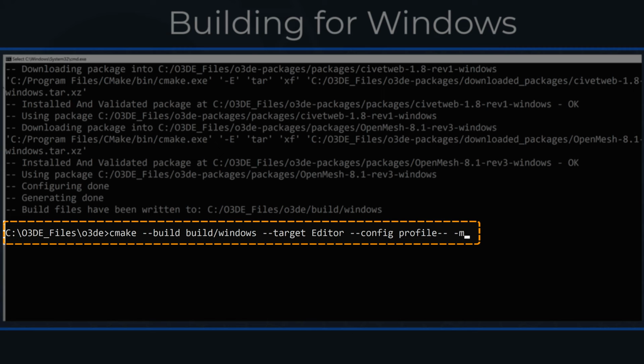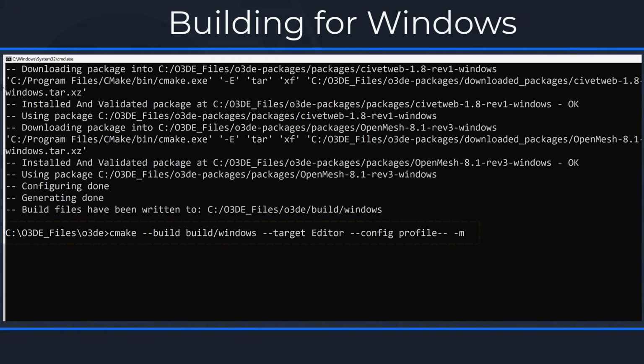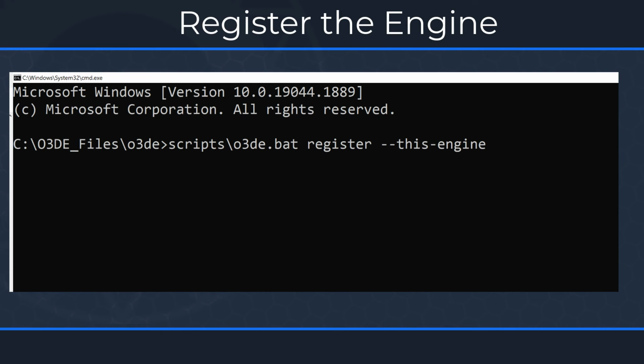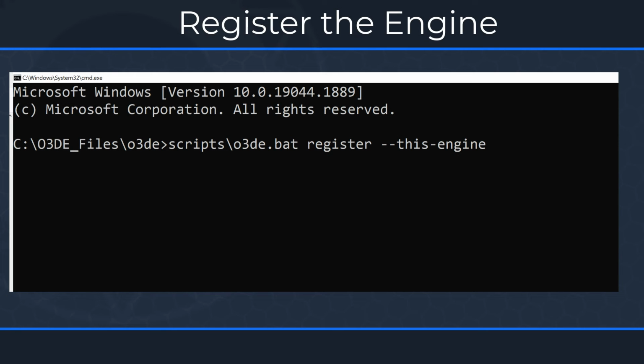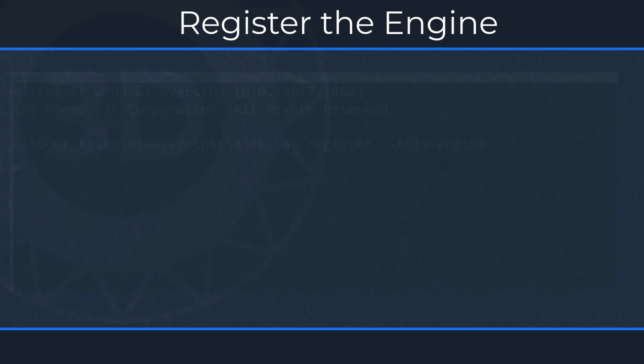Next, we'll use the following command to build our engine. Note, depending on the specifications of your hardware, this can take some time. Next, we need to register our engine. We register the engine with the following command. By doing this, we enable O3DE projects to find the engine, even when they exist in different locations on your computer. The registration process creates or updates the O3DE manifest file in your user directory.